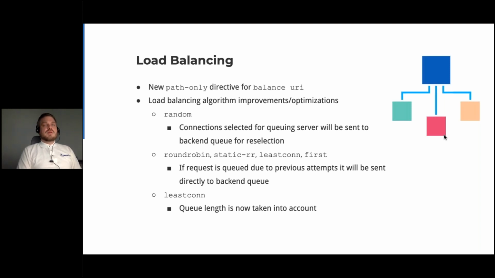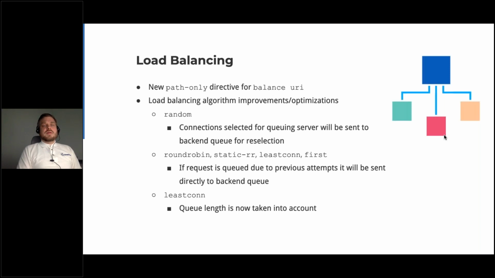The algorithms round robin, static round robin, leastconn, and first were also improved in a similar fashion so that if a request had been queued in the backend due to a previous attempt at finding a suitable server, then the next request will go directly to the backend queue. In a test environment, this change increased the request rate from approximately 110,000 requests a second to 148,000 requests per second. So you might be able to see some substantial improvements, but keep in mind that's within a test environment.